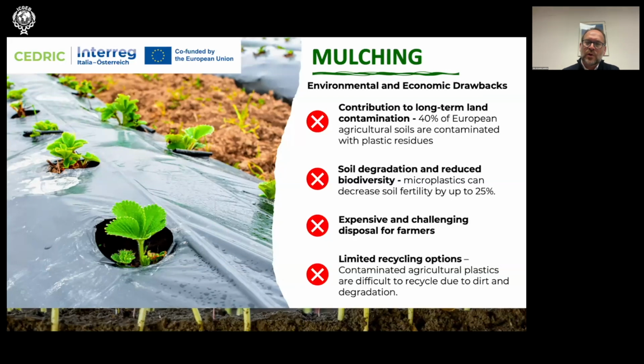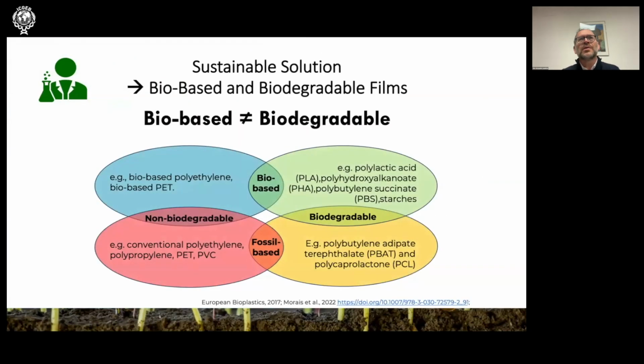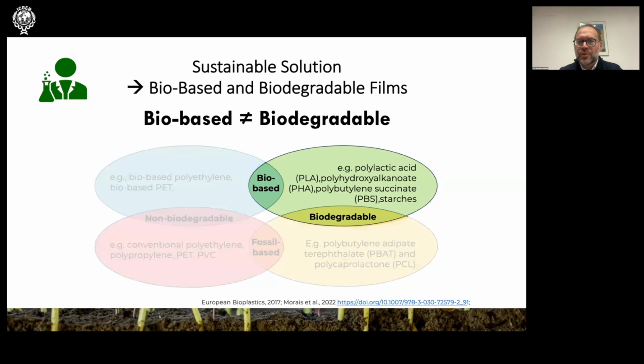So the solution, or what we thought during a project that we carried out in the last years, was what kind of plastics we need to use. This is because, as you saw before, we need to use mulching films since they also have some advantages. The plastic films can be classified in different classes. We can distinguish bio-based and fossil-based mulching films, but we can also classify these films as not biodegradable and biodegradable. So if you look at this picture, I think all of you agree with me that we need to use bio-based mulching films that are also biodegradable.